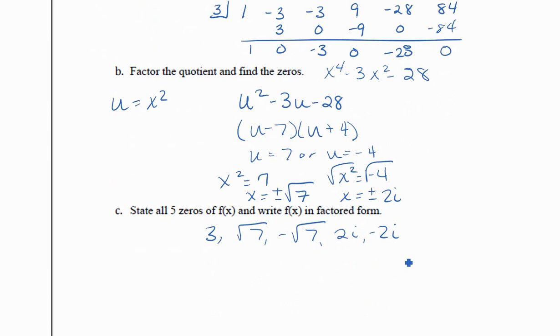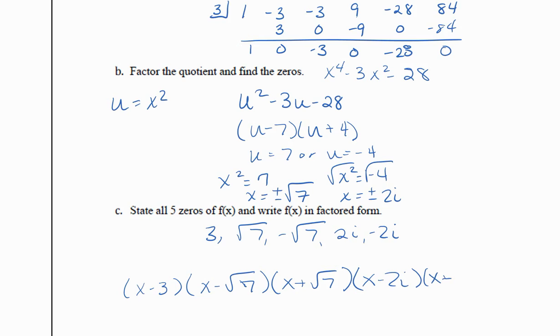And if we want to write it in factored form, our polynomial would be x minus 3, x minus the square root of 7, x minus a negative, which will become plus square root of 7, x minus 2i, and x minus a negative 2i will become x plus 2i. And that is our polynomial in complete factored form.